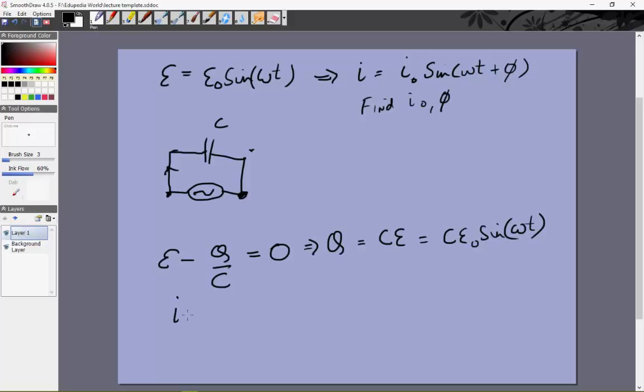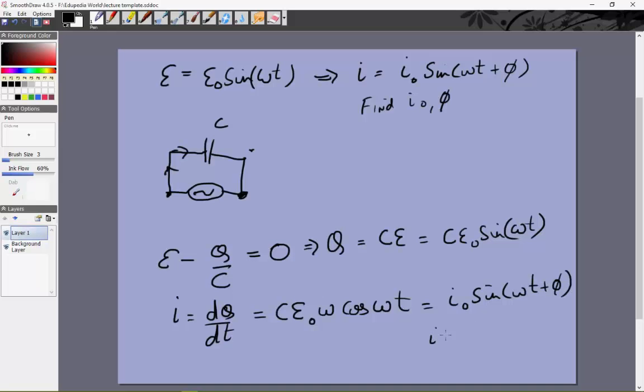From that we can get the current. What is current? Current is dQ by dt, the rate of change of charge on one plate, right? If this plate has charge increased by 2 coulomb every second, that means a current of 2 coulomb every second, or 2 ampere, is flowing through here, right? That will be equal to C E0 omega cos omega t, which is equal to I0 sine omega t plus phi, if I0 is equal to E0 C omega, and phi is equal to, now this is a tricky one, whether it be plus or minus pi by 2, that's what we need to see.